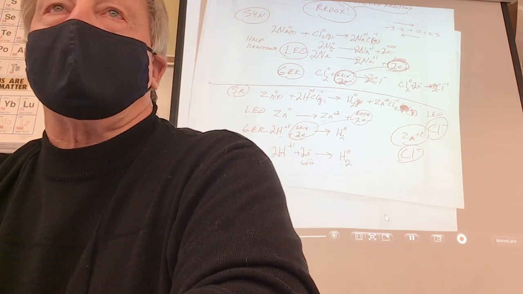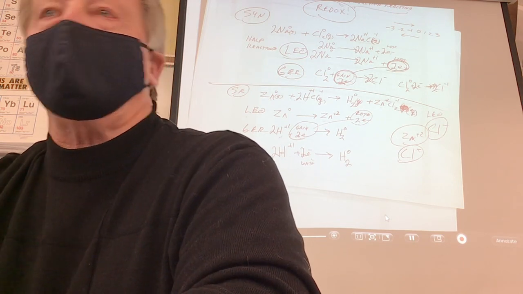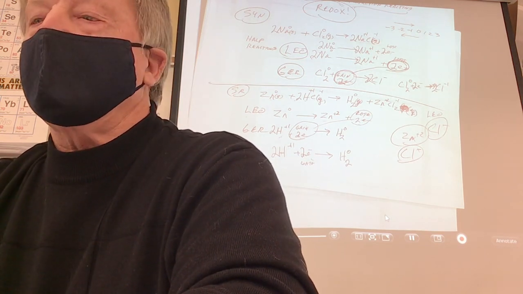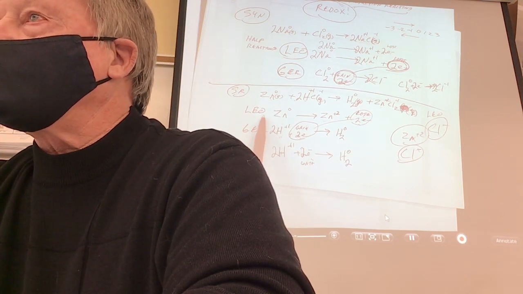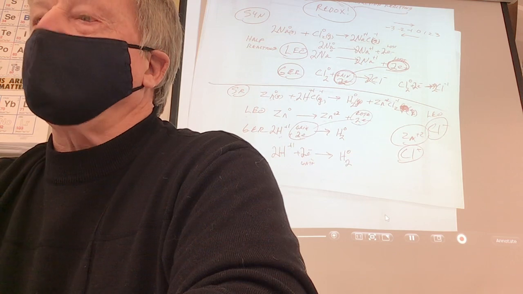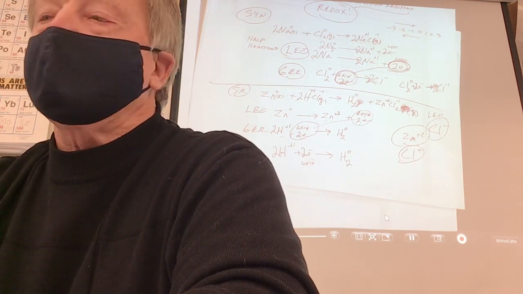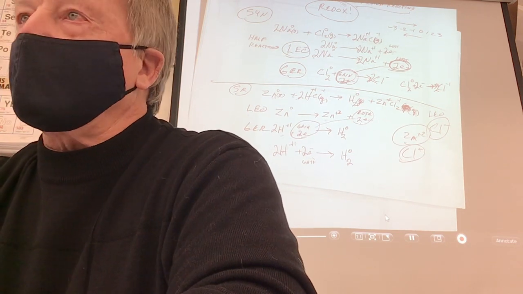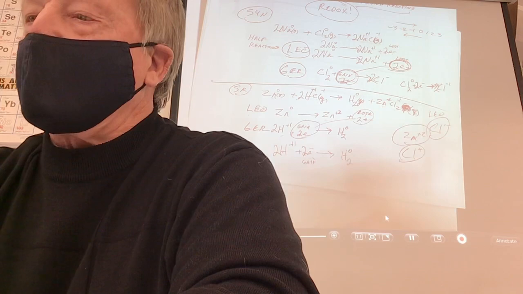Who was the reducing agent? The reducing agent. The one who caused somebody else to get reduced. Zinc. If you got oxidized, you were the reducing agent. If you got reduced, you're the reason somebody else got oxidized. That's a minor thing. I know it makes your brain twist a little bit, but it's not that hard.